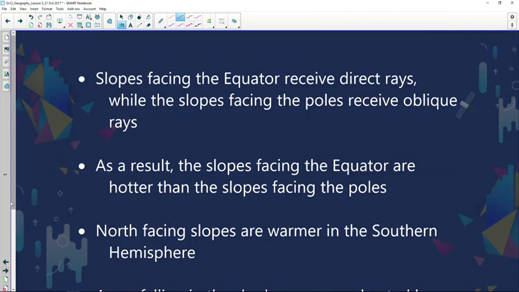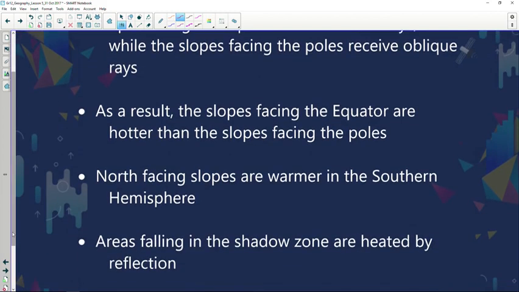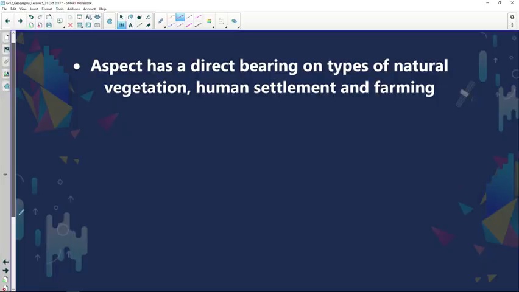Now, we already discussed it: the north-facing slopes are warmer in the southern hemisphere. Keep in mind, it's vice versa in the northern hemisphere. In the northern hemisphere, which slopes are going to be warmest? The south-facing slopes. Why the south-facing slopes? Because they're facing towards the equator.